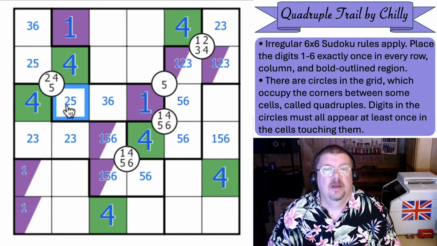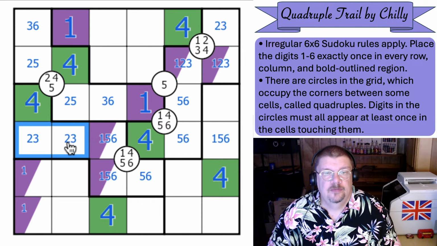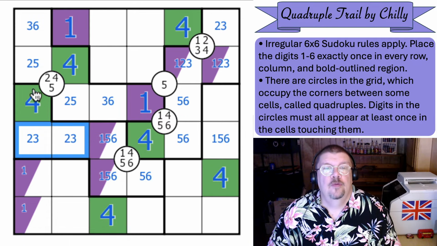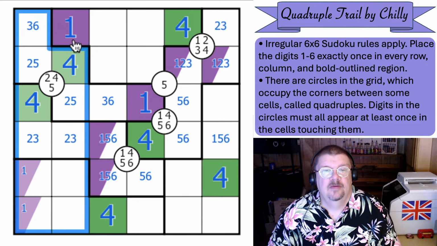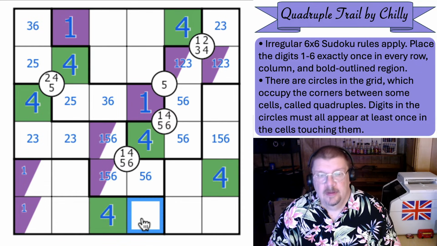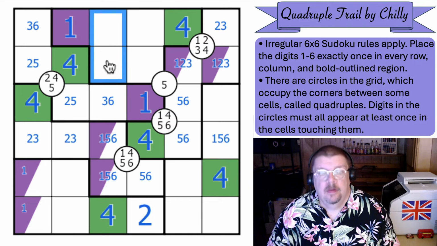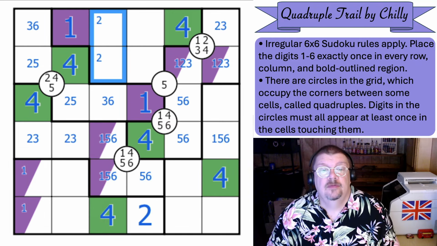Okay, we have a 2 definitely in one of those 2 cells, and we have a 2 in one of those 2 cells. And that's all the 2s we expect to have in these 2 columns. So none of these can be a 2, and this must be a 2. And that puts a 2 into one of those 2.